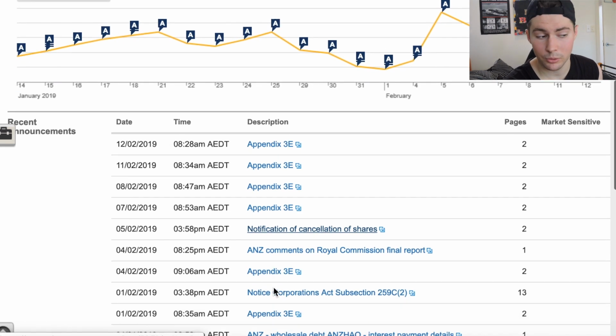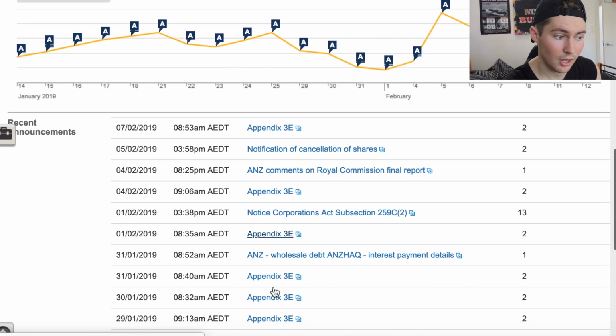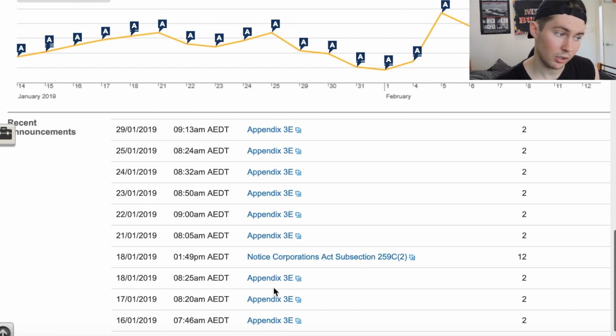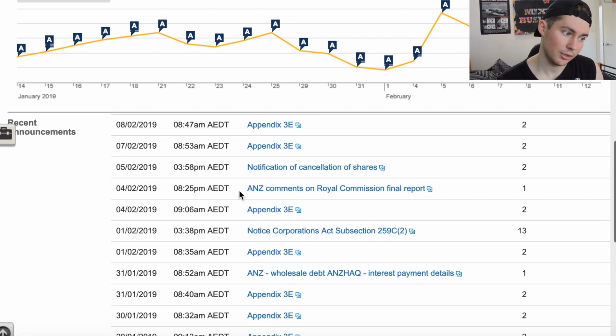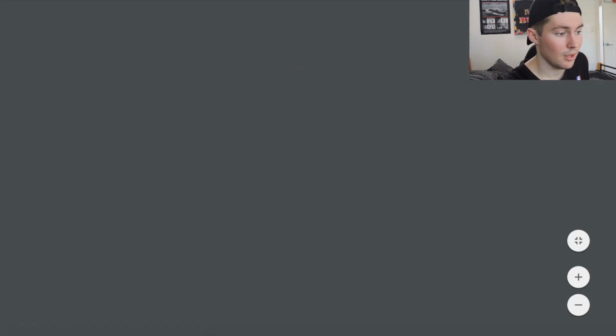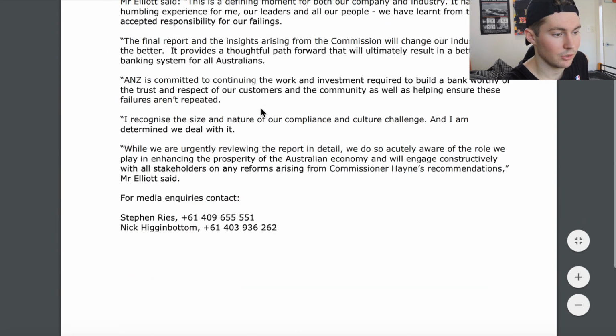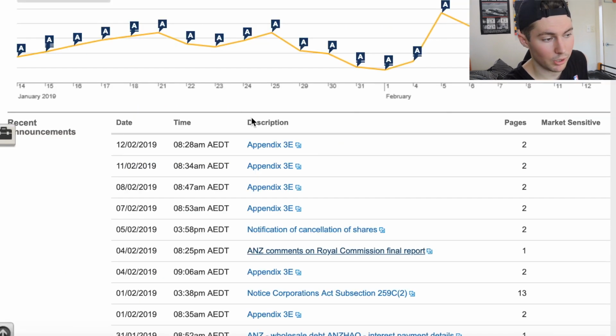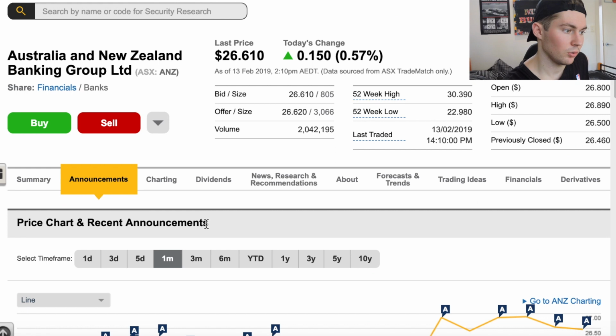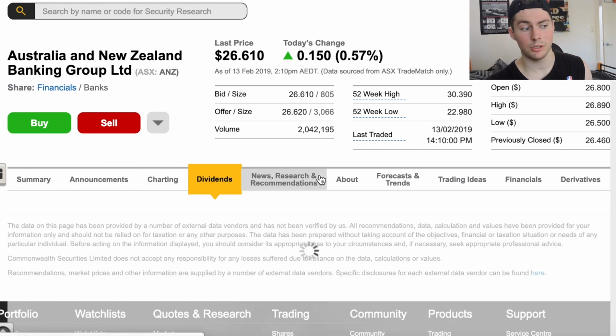announcements and reports, quarterly reports, appendixes. Obviously the Banking Royal Commission just came out on ANZ, so there's information about that, and whatever's happening with the share price, you can find that there. And then you have a bunch of other tabs which you can explore by yourself. So add it to your watch list and look at your watch lists.